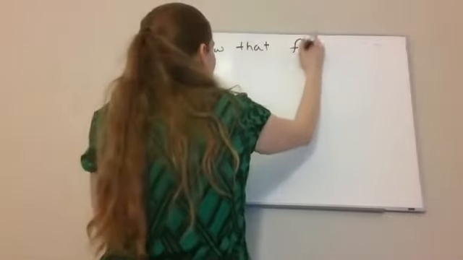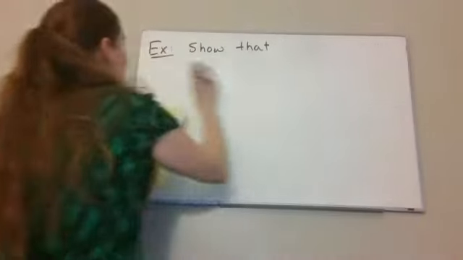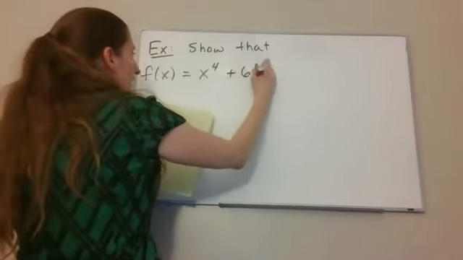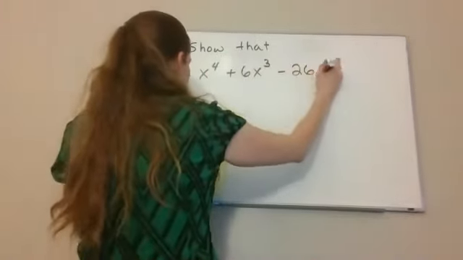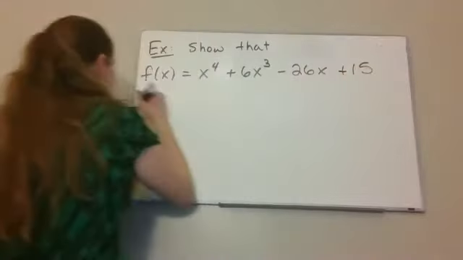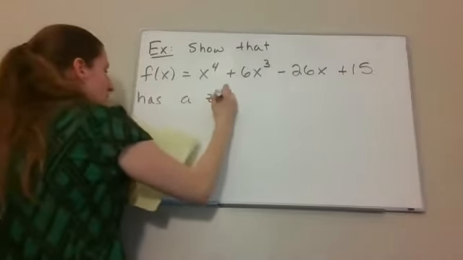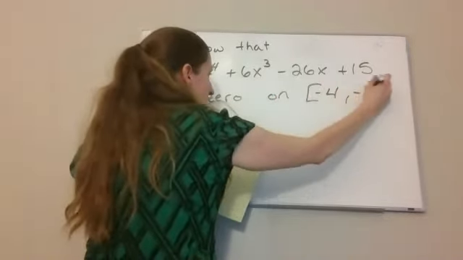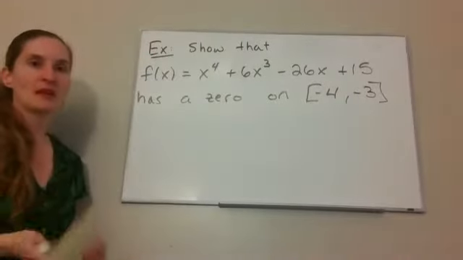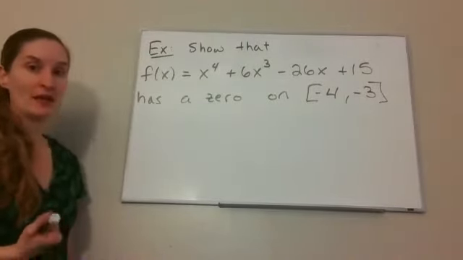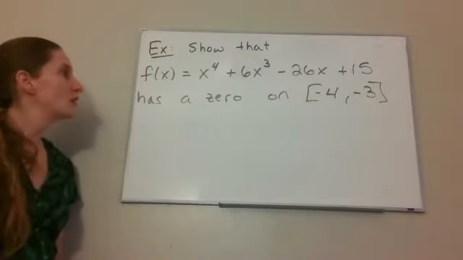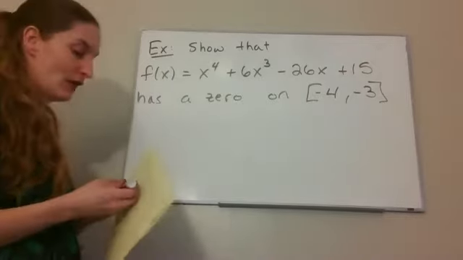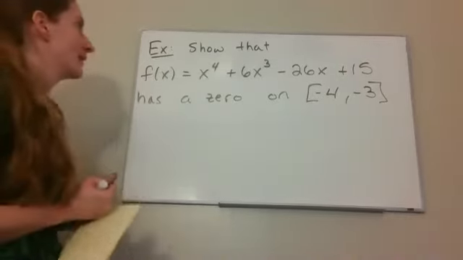So show that the function f of x equals x to the 4th plus 6x to the 3rd minus 26x plus 15 has a 0 on the interval -4 to -3. I'm going to show this by using the intermediate value theorem. So what I'm going to do is evaluate what f of -4 is and what f of -3 is, and hope they have opposite signs.